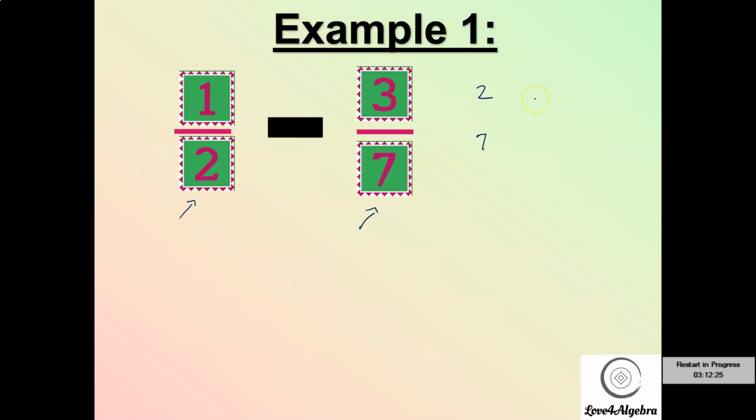So let's make a list of multiples of 2. 2 times 1 is 2. 2 times 2 is 4. 2 times 5 is 10. 2 times 6 is 12. And 2 times 7 is 14. So 7 times 1 is 7. 7 times 2 is 14. So that's your least common multiple. So over here, I'm going to change both of those to 14. Let me erase my multiple list here.